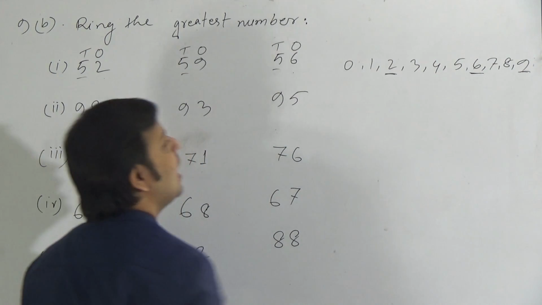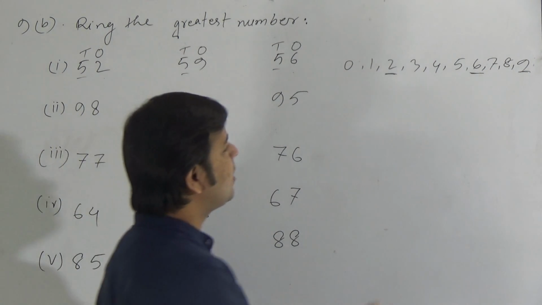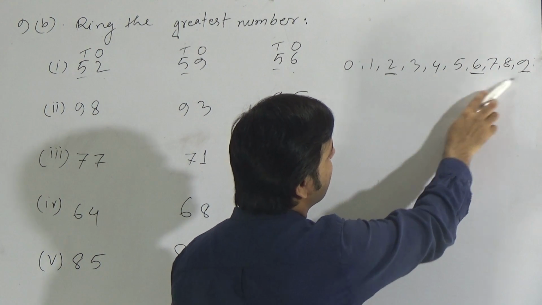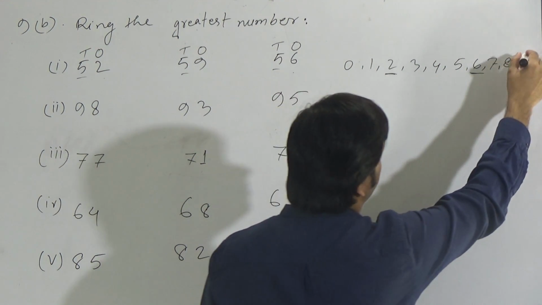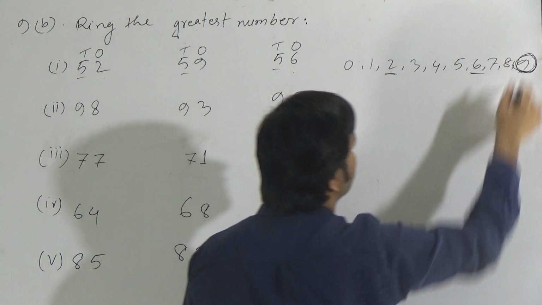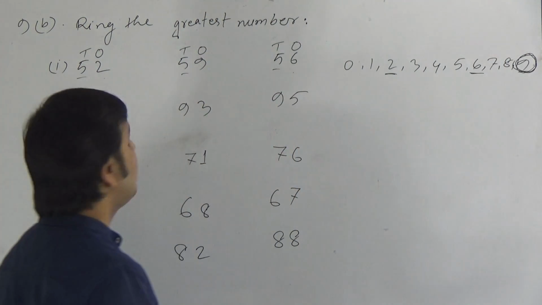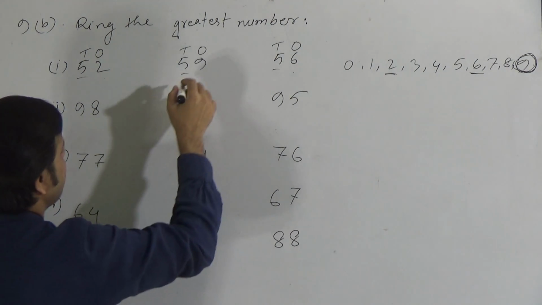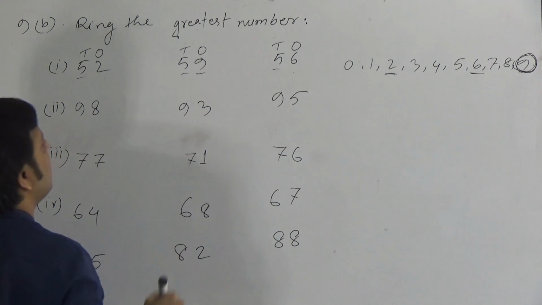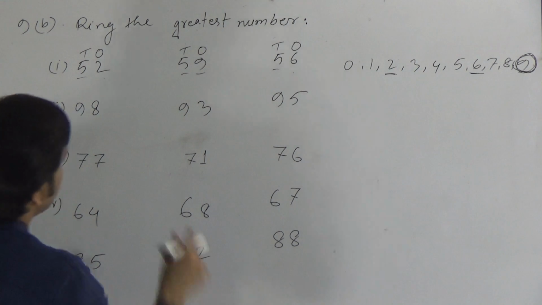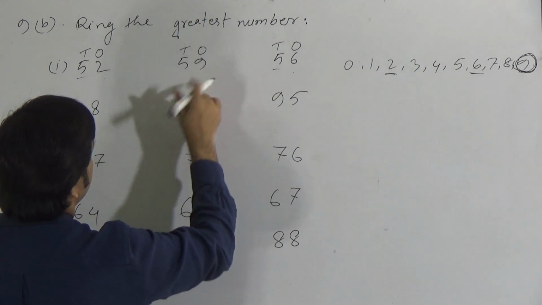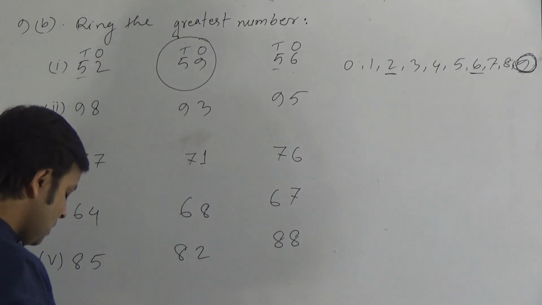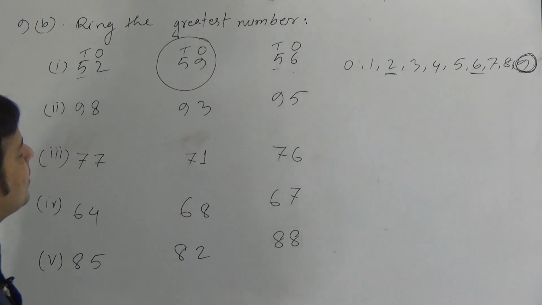Dear students, among these 3 digits, which one is the greatest one? 2 is the smallest one, then 6 and 9. It means 9 is the greatest here. So the number containing 9 in ones place is the greatest number. You can say here 9 is in the second number, it means 59. So this number must be the greatest number. So use a circle here, or use a ring here.